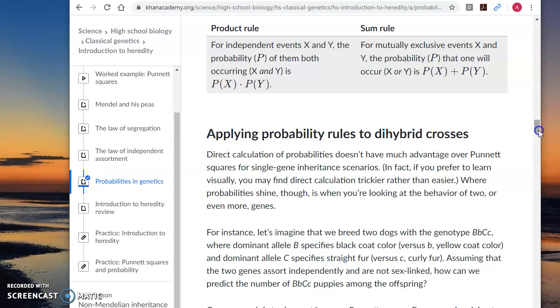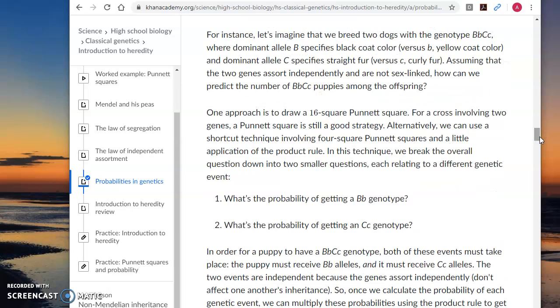So in this example, we have our setup here. It says, let's imagine that we breed 2 dogs with the genotype big B, little b, big C, little c, where the dominant allele, big B, specifies black coat versus the lowercase b, being a yellow coat, and the dominant allele, capital C, specifies straight fur versus the recessive little c, which is curly fur. Assuming that the 2 genes assort independently and are not sex-linked, how can we predict the number of puppies that are heterozygous for both traits among the offspring?